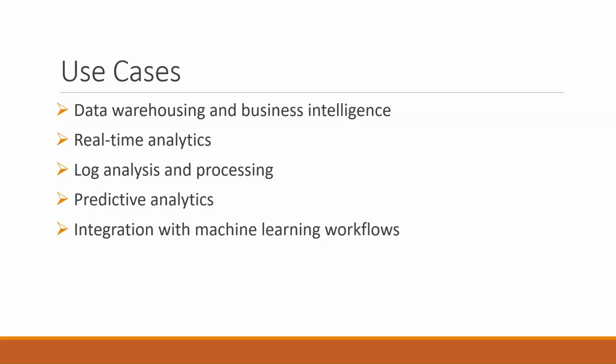Redshift can integrate seamlessly with Amazon SageMaker and other machine learning tools. Amazon SageMaker is a machine learning tool provided by AWS. This allows businesses to use Redshift as the data source for training machine learning models, or automating tasks like fraud detection, segmentation, or personalized recommendations.